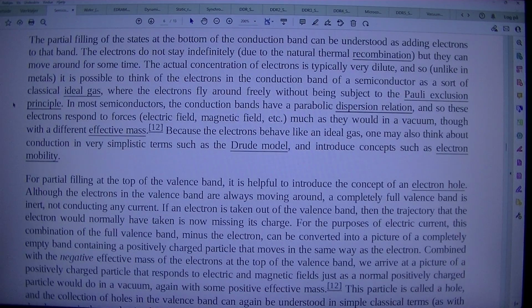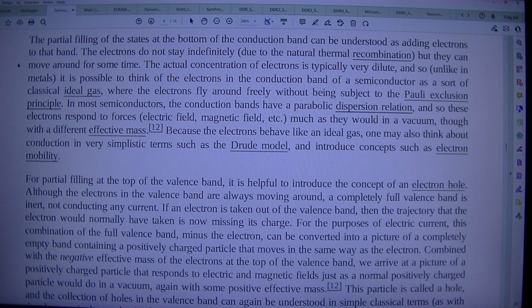The partial filling of the states at the bottom of the conduction band can be understood as adding electrons to that band. The electrons do not stay indefinitely, due to the natural thermal recombination, but they can move around for some time. The actual concentration of electrons is typically very dilute, and so, unlike in metals, it is possible to think of the electrons in the conduction band of a semiconductor as a sort of classical ideal gas, where the electrons fly around freely without being subject to the Pauli exclusion principle.